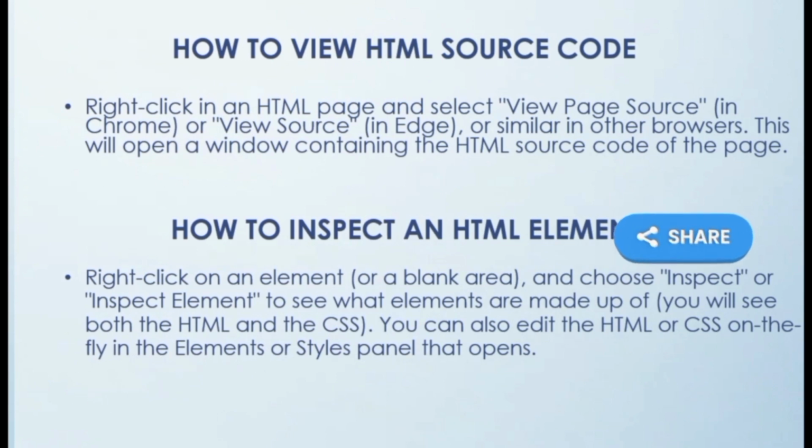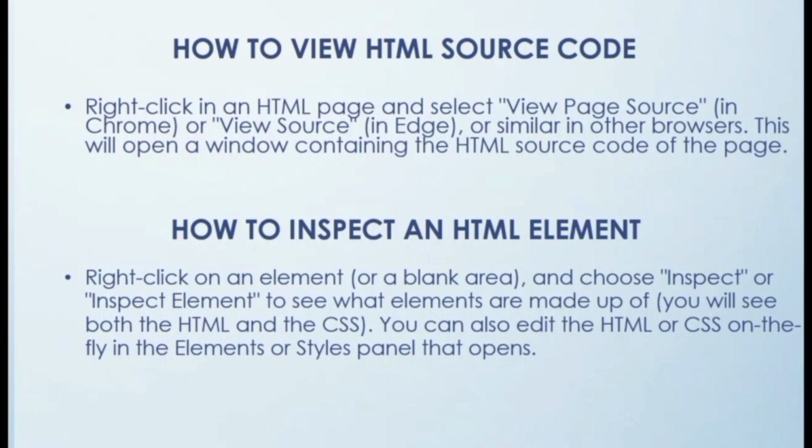Now, how can we view our HTML source code? Remember, source code is the raw code of how our HTML is written. All websites you can see today have their source code. How can we view the source code of each website? First, right click on an HTML page and select view page source. You can use that in Chrome or Edge or whatever similar browser you have. This will open a window containing the HTML source code of the page.